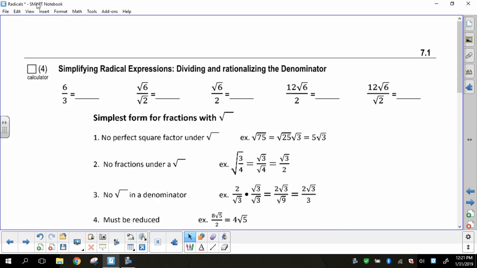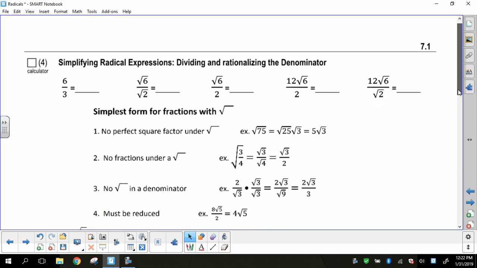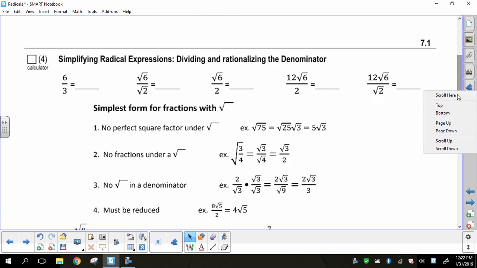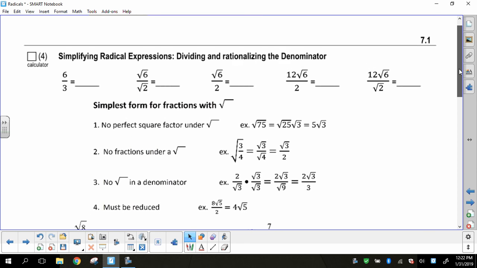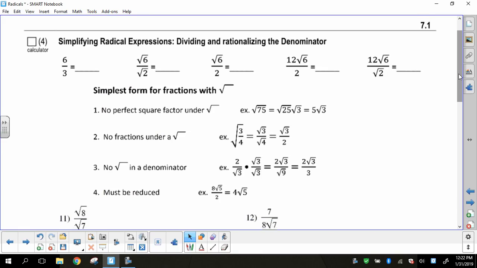All right, on this last page, we're going to learn how to simplify radical expressions by rationalizing the denominator. Before we do that, let's go over a few rules. Fractions are going to be considered simplified if they follow these rules. There's no perfect square factor under the square root. There's no fractions under a square root. There's no square root in a denominator, and the fractions must be reduced.